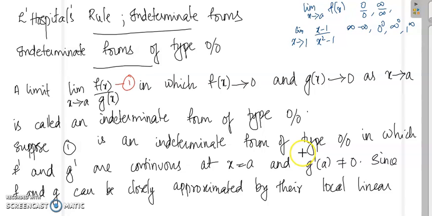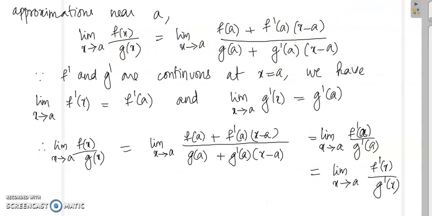Now if our function is differentiable about a point a, then every function can be approximated by a polynomial of degree 1. So that is called a local linear approximation. So f and g can be approximated by the local linear approximation. So by local linear approximation, f of x will be approximately equal to f of a plus f dash of a into x minus a. This you will study later what is local linear approximation. Okay, so we are using it here.